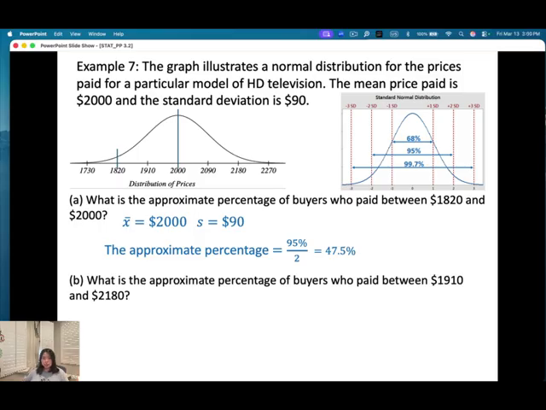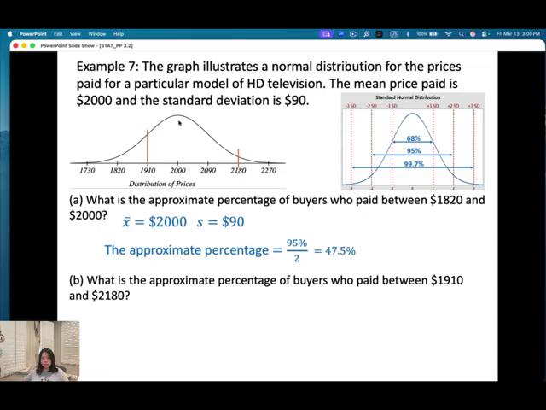Okay, B. What is the approximate percentage of buyers who pay between 1,910 to 2,180? Okay, so from here to here. So think about it. We could consider just like part A here. If I cut off in here, that will be 95% divided by 2, right? So we find out this part.